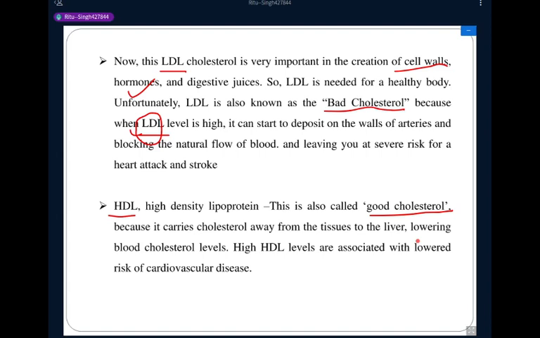High HDL levels are associated with a lowered risk of cardiovascular disease. So it is clear to everyone that LDL is a bad cholesterol and HDL is a good cholesterol. What is the reason behind this? It is clear to everyone. Have you any doubt regarding HDL or LDL? Okay, yes.